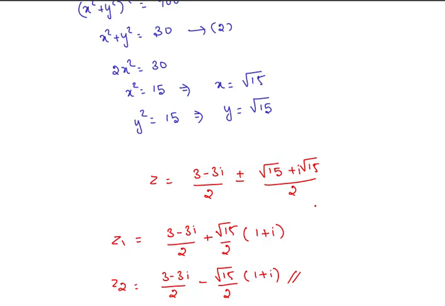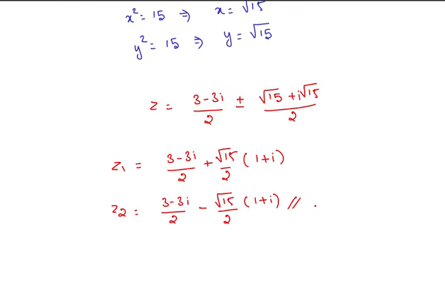If you compare, take the real part, 3 plus square root of 15 divided by 2, minus 3i plus square root of 15 divided by 2. So you can club into real and imaginary parts separately. That way also you can find. So this is fine.